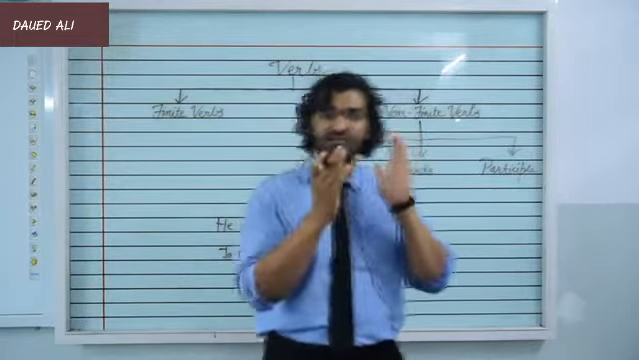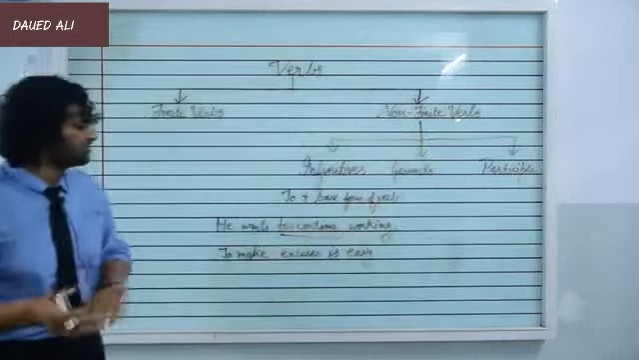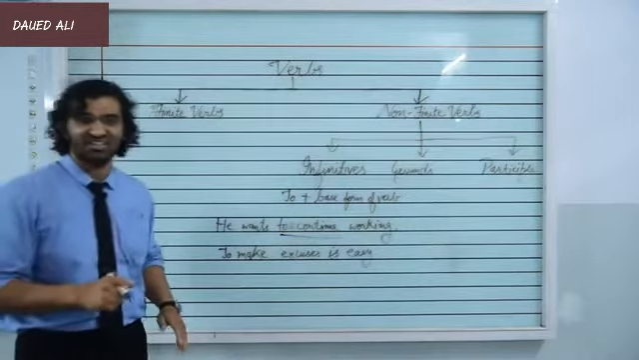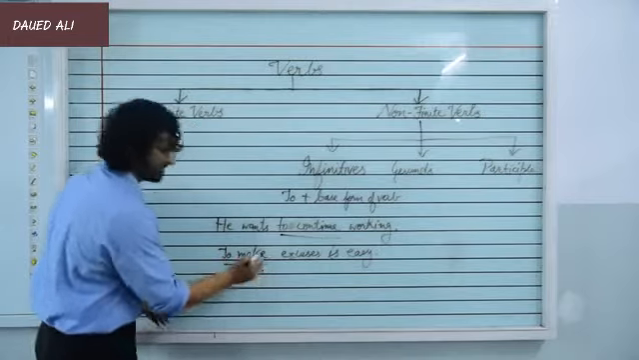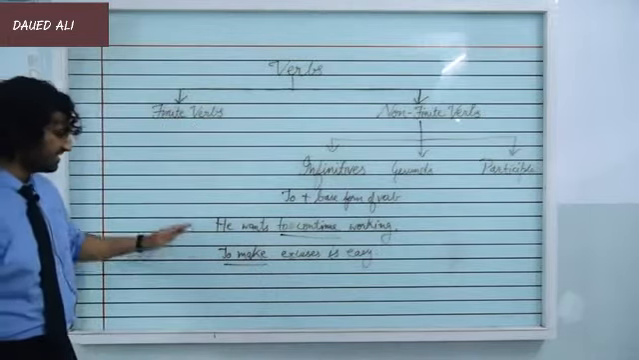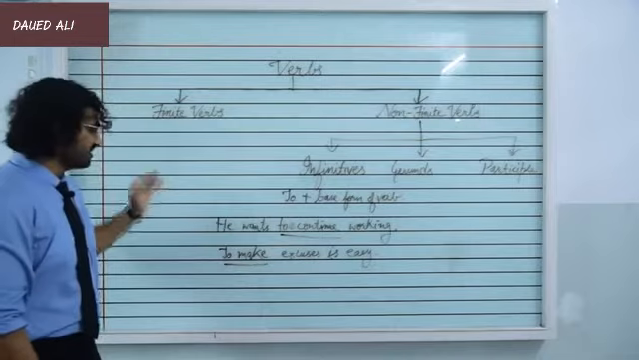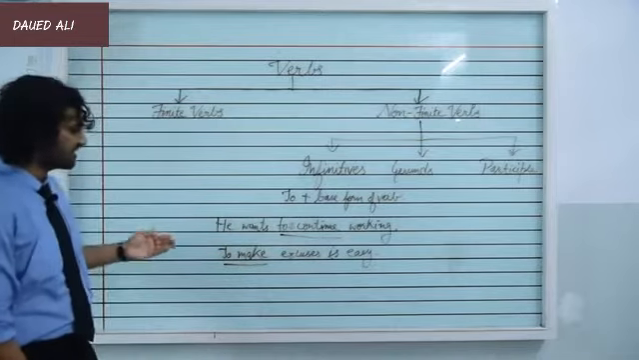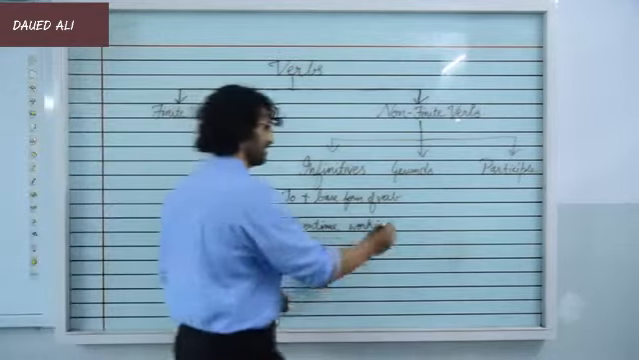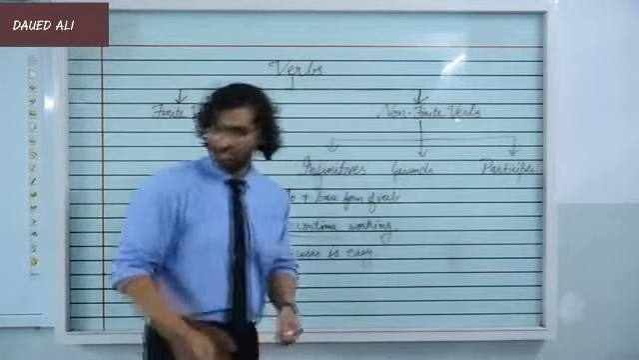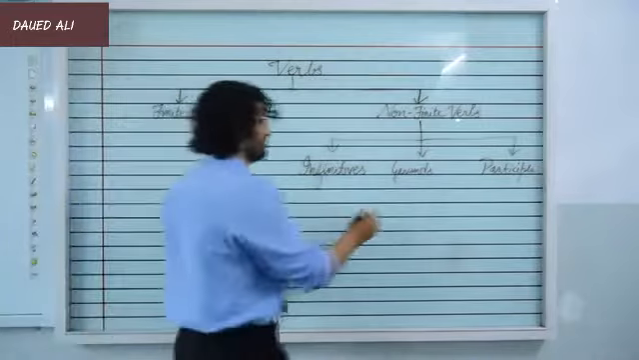These are all infinitives. I believe you can. I'm waiting for your answer. Yes, you're right. To make is the infinitive in this sentence. To plus base form of verb. So he wants to continue working. To make excuses is easy. This is an infinitive. We will now talk about gerunds.